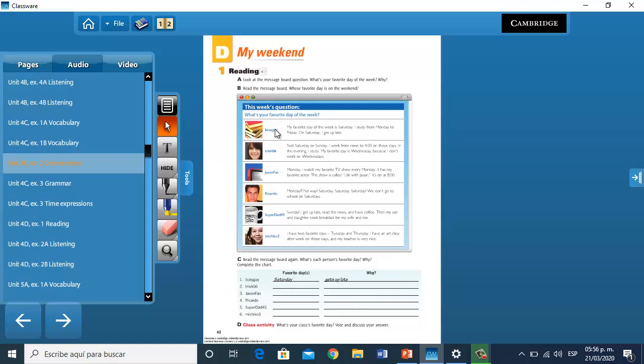For example, here Guy says my favorite day of the week is Saturday. So his favorite day of the week is Saturday. It's written down here, Saturday. I study from Monday to Friday. On Saturday, I get up late. So you can infer that he likes Saturday because he can get up late. And that's the reason why this is his favorite day of the week. So you're going to do the same with these other 5 people. Okay?